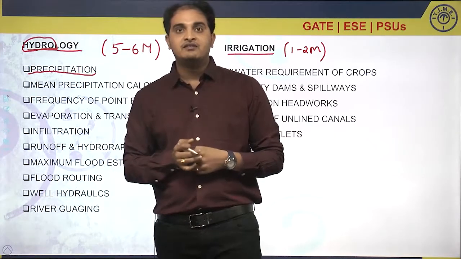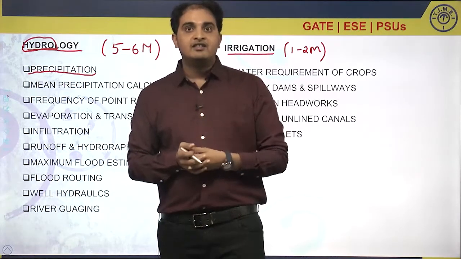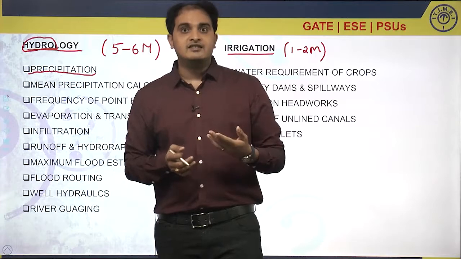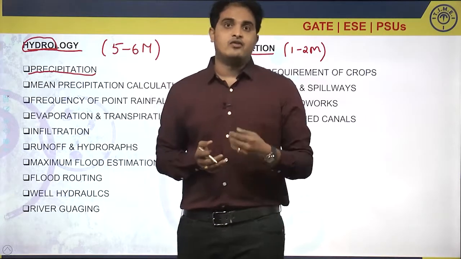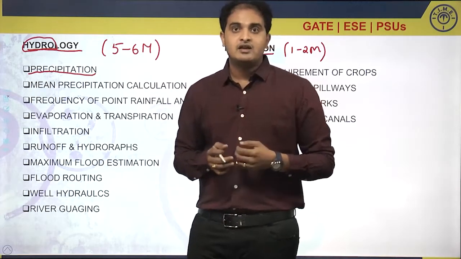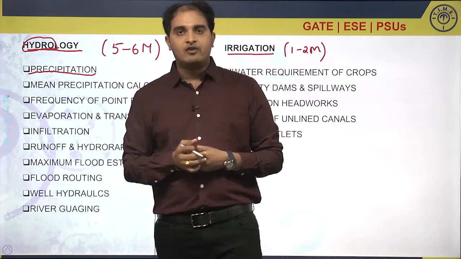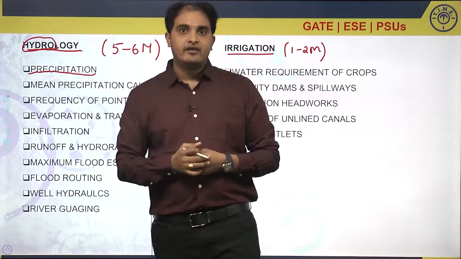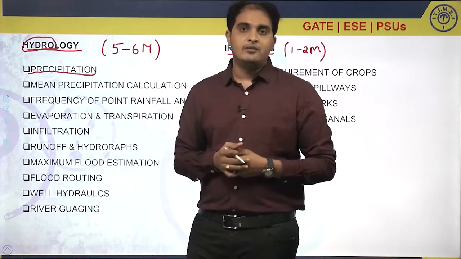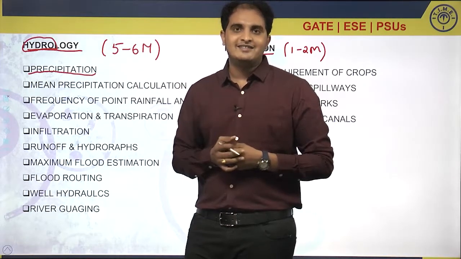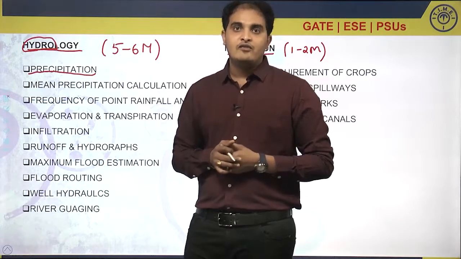Forms of precipitation means, is the precipitation a rainfall? Is it a light rain? Is it a moderate rain? Is it a high rainfall or large intensity rainfall? That means we can divide this on the basis of intensities. If the rainfall is of low intensity, we call it light rain. If the rainfall is of moderate intensity, we call it moderate rain. If the rainfall is of high intensity, we call it high rainfall or heavy rainfall.